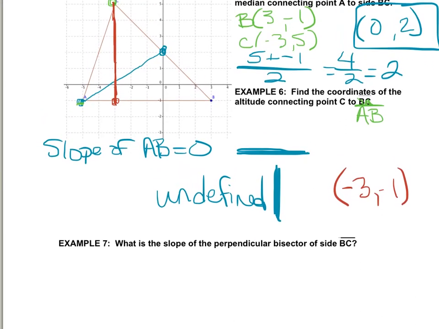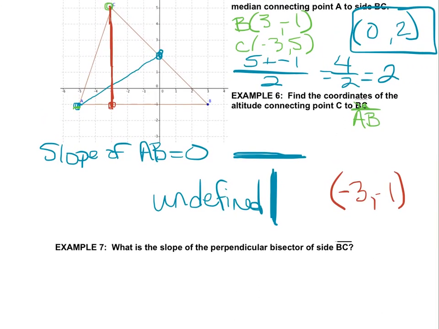Now, for this last one, what is the slope of the perpendicular bisector? Again, remember that perpendicular means that I want to have negative reciprocal slopes. I want the perpendicular bisector of BC. That means I need to make a right angle with side BC. So I need to find the slope of BC and then find the negative reciprocal.